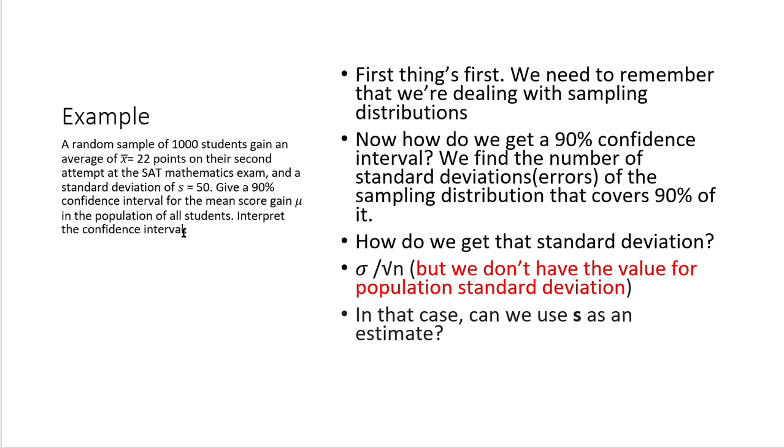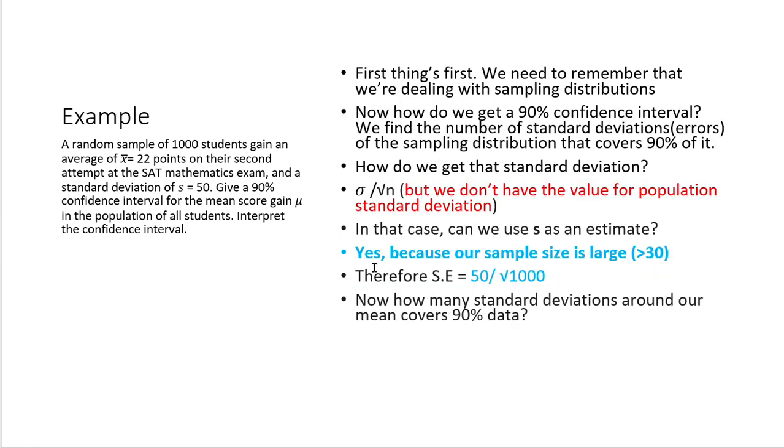The answer lies in looking at our sample size, which is 1,000, and that's greater than 30. That means our sampling distribution is going to be normal, and it's going to be a good approximation. It's a big sample, so it's going to have a close enough standard deviation to our population standard deviation. So we can use it. Now our standard error, we can calculate as 50 over the square root of 1,000. That gives us a standard error.